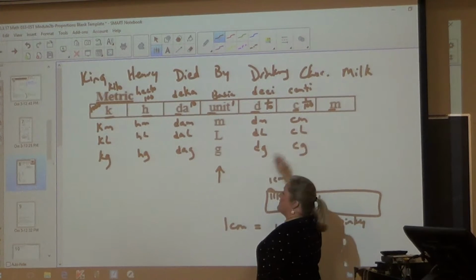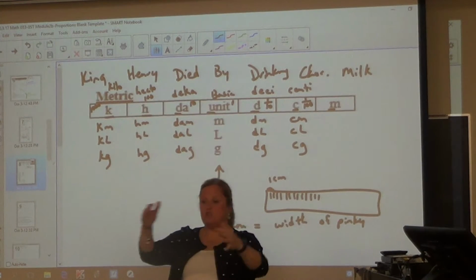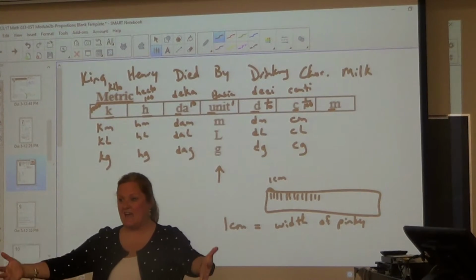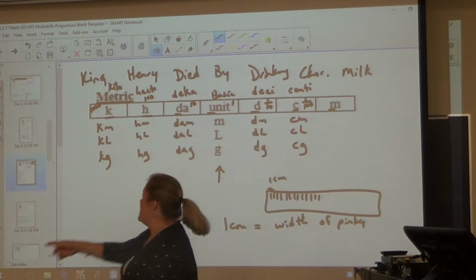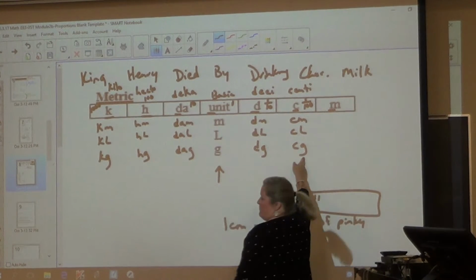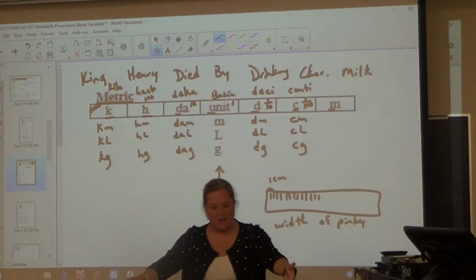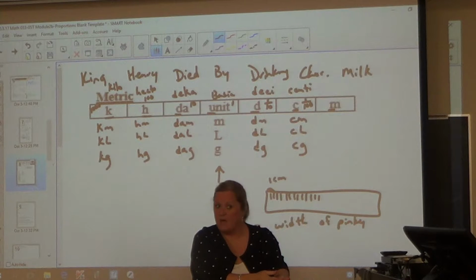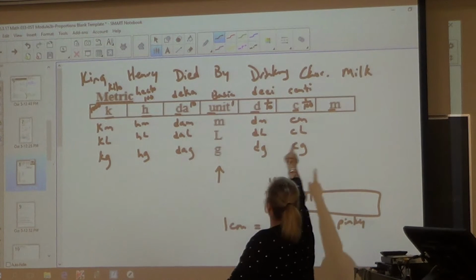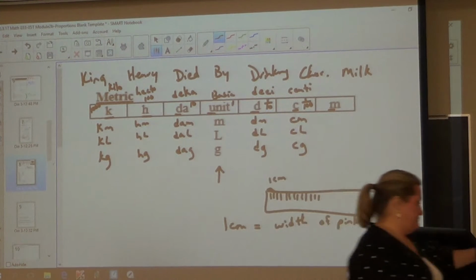Centiliter. If you take a liter of Pepsi and you divide it into 100 glasses, that's about a shot glass. A centigram, you take a paper clip, you spread it out, and you cut it into 100 pieces. Not much at all. Now, the last one is millimeter.